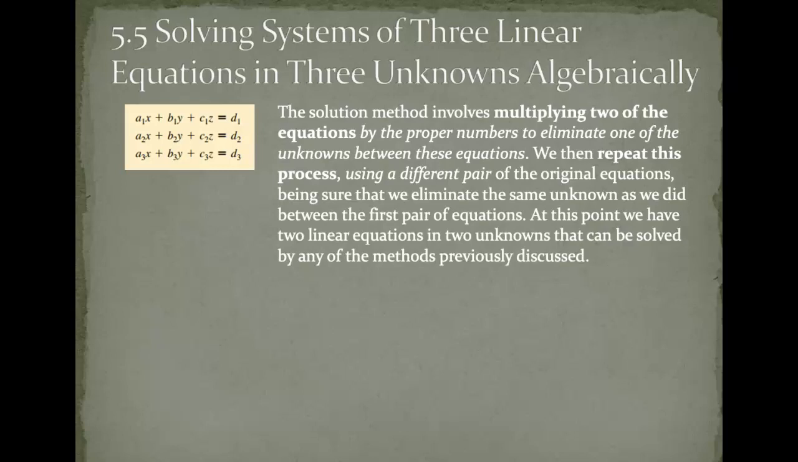As it reads here, the solution method involves multiplying two of the equations by the proper numbers to eliminate one of the unknowns. And then we repeat this process using a different pair of the original equations, being sure that we eliminate the same unknown as we did between the first pair of equations. At this point, we have two linear equations and two unknowns that can be solved by any of the methods previously discussed.